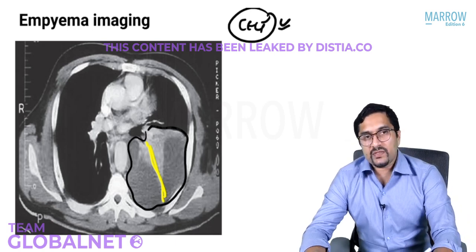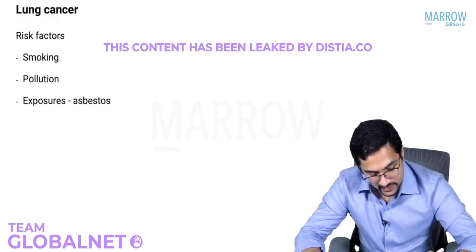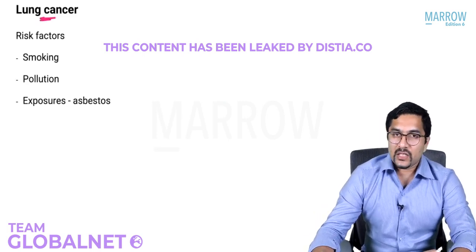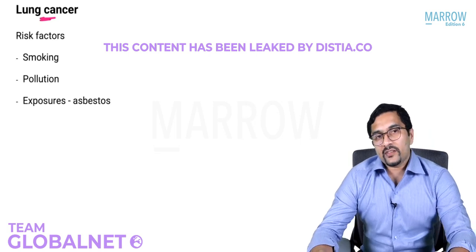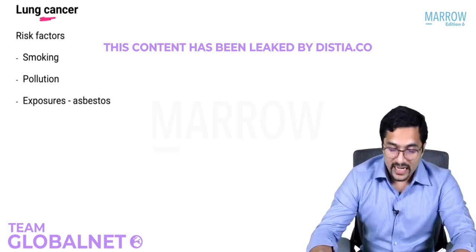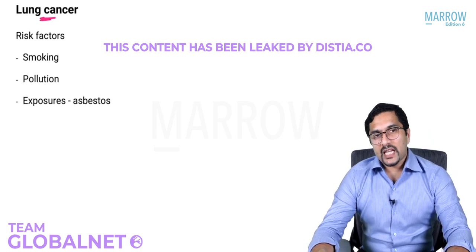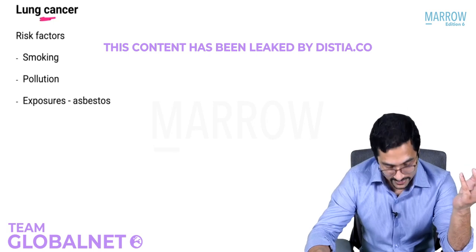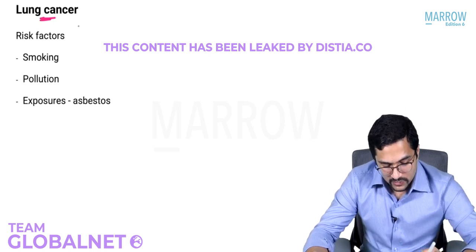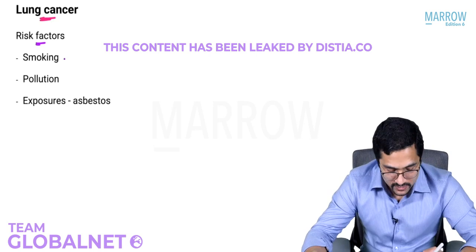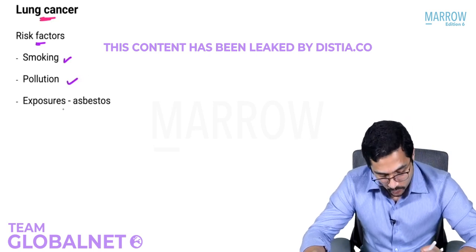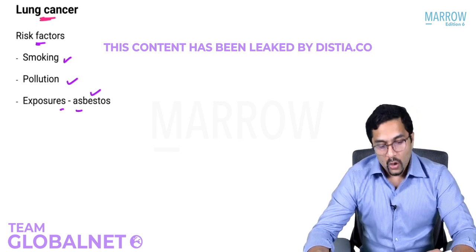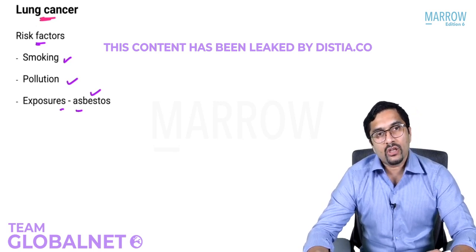The next condition which we need to talk about is lung cancer. Lung cancer is one of the leading causes of cancer all across the world, and one of the leading causes of cancer-related mortality. The survival in lung cancer is not as good as, say, breast cancer or thyroid cancer. The risk factors we know are predominantly environmental, like smoking, pollution, and exposure to occupational hazards like asbestosis. All these can predispose the patient to lung cancer.